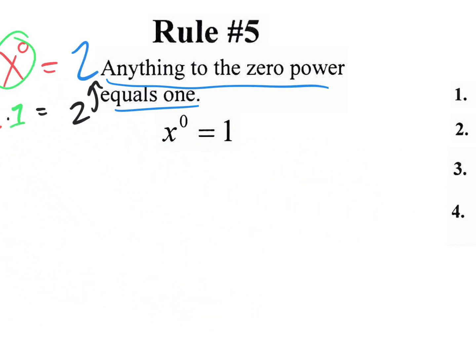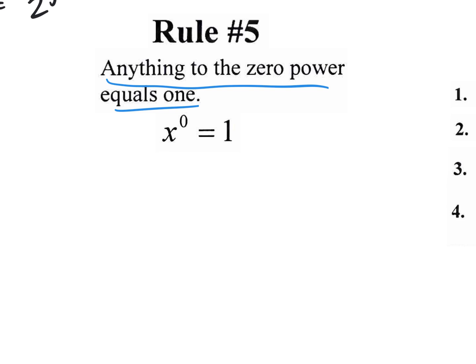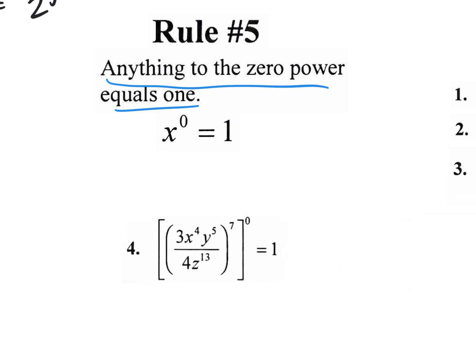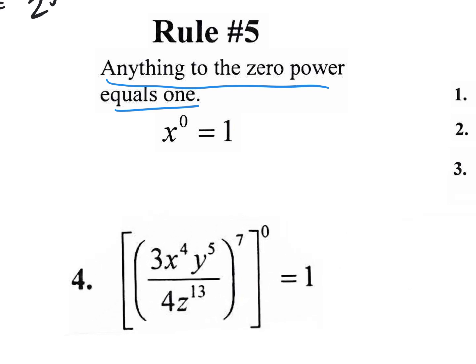Let me move this out of the way. Let's get some more examples here. Look at number 4. I'm going to go backwards here. That whole thing, you don't have to copy this down, right? It's too much to copy down. But what you got to understand here is the whole thing. I mean, yes, you could distribute 7 on the 3, 7 on the 4, 7 on the 5, 7 on the 4, 7 on the 13. That'd be a waste of time because at the end of it all, you're going to have to distribute this power of 0, the whole thing to the power of 0, that equals 1.